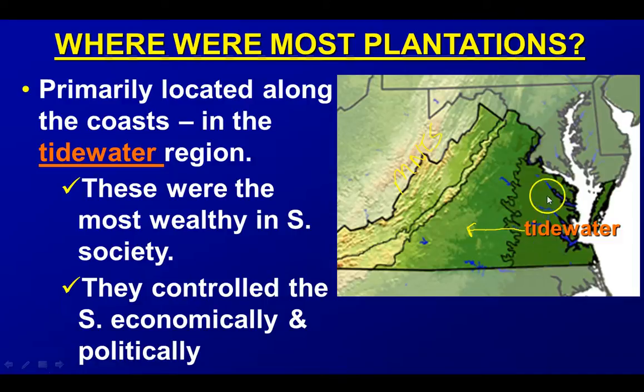But this Tidewater is low-lying, marshy, with access to rivers and streams where cash crops can be grown and shipped out these rivers and these waterways onto the high seas and out to the rest of the colonies and the rest of the world.